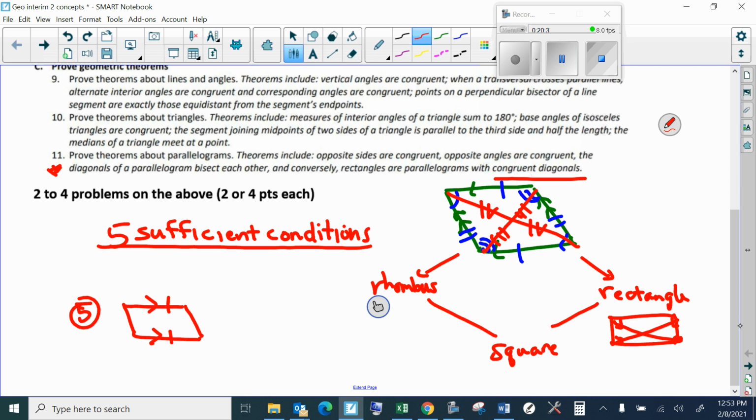Those are the five sufficient conditions. That means they suffice to make it a parallelogram. If any one of those five occur, then the quadrilateral is a parallelogram. You can call it one of the five sufficient conditions. Okay, next page.